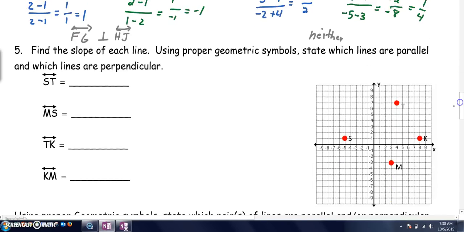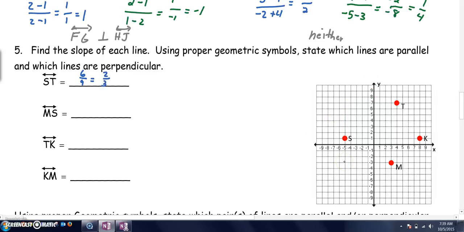Number 5, find the slope of each line. Use proper geometric symbols, state which lines are parallel and which lines are perpendicular. So first slope we're going to find is the slope of ST. So from S, I go up 1, 2, 3, 4, 5, 6. And I go over 1, 2, 3, 4, 5, 6, 7, 8, 9. So my slope of ST is up 6 over 9, and that reduces to 2/3.